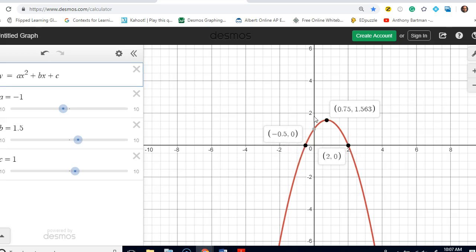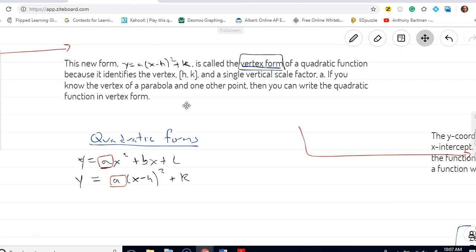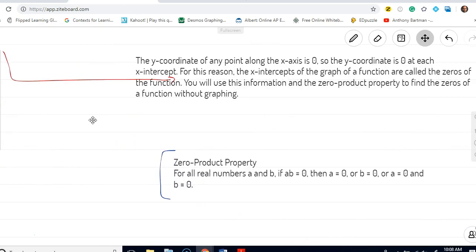And if you think about projectile motion, things flying through the air, not only do we want to know how high it goes, but we want to know when is it going to hit the ground again. Okay? So let's talk about that kind of stuff right here.